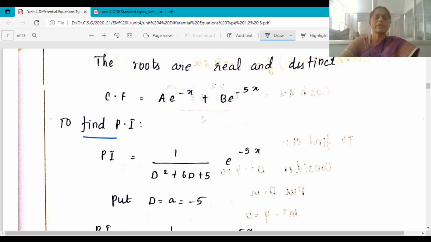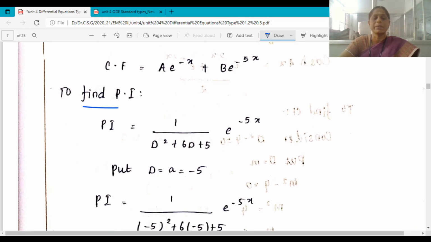Next we look for the particular integral. This is the template: 1 by the left hand side, D² + 6D + 5, and here you write the right hand side, e^(−5x).